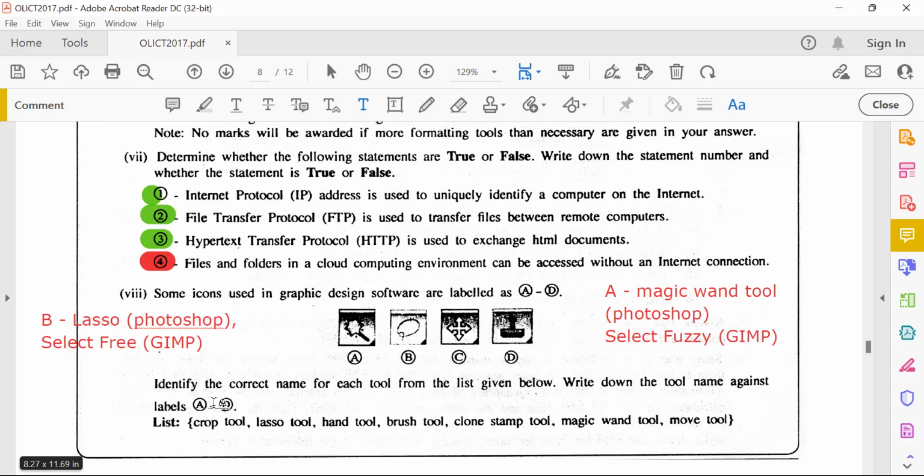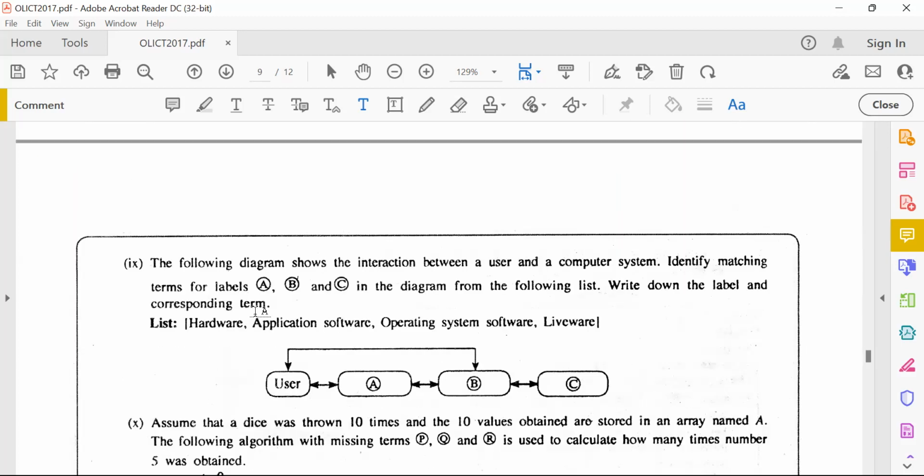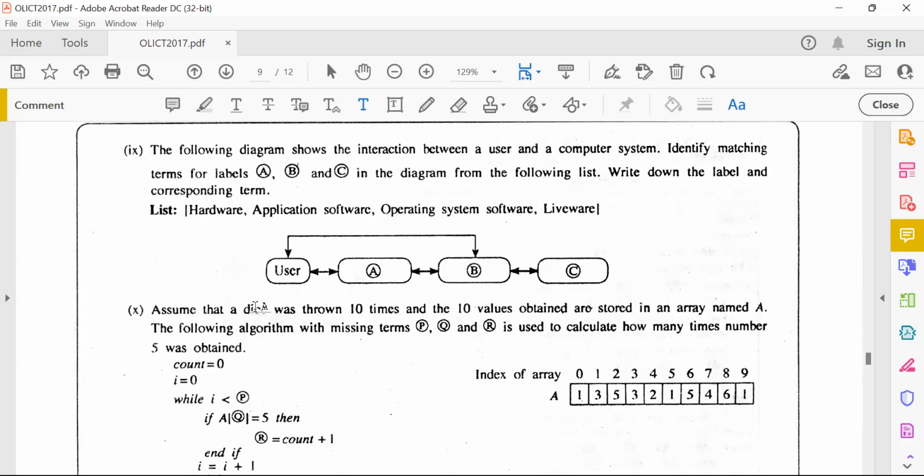See, there's no change. And then Clone Stamp tool is also the same. In both versions, we are using the same names. Right, good. So for this question, actually, yeah. Okay, ninth one.